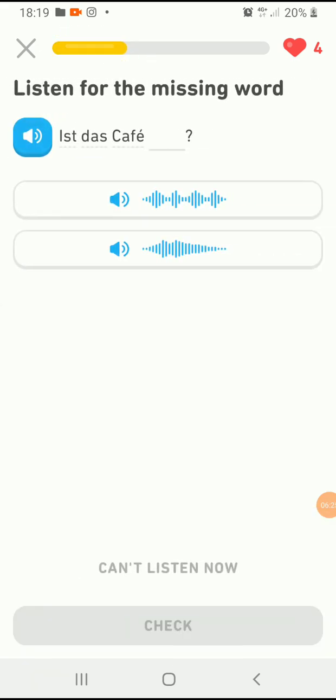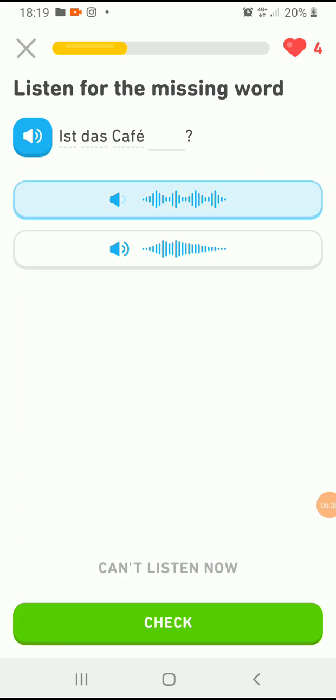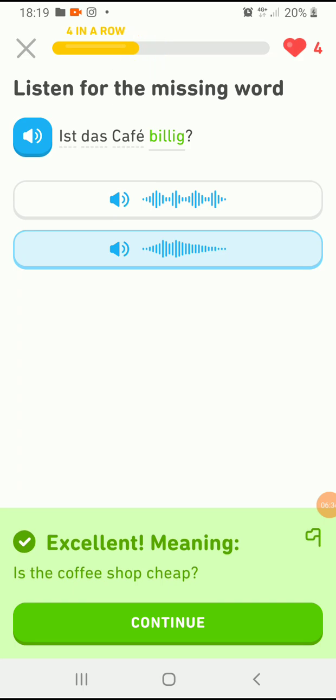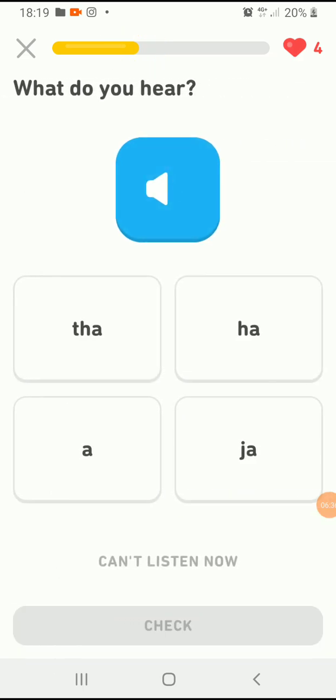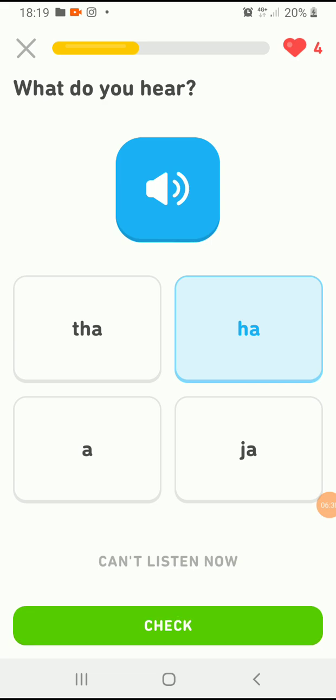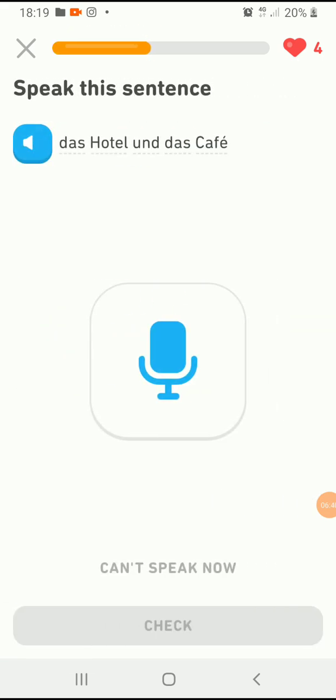Ist das Kaffee billig? Billig. So, is it cheap? Like, is it affordable? Das Hotel und das Café.